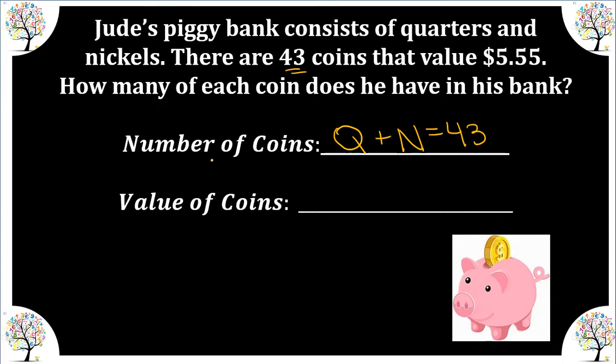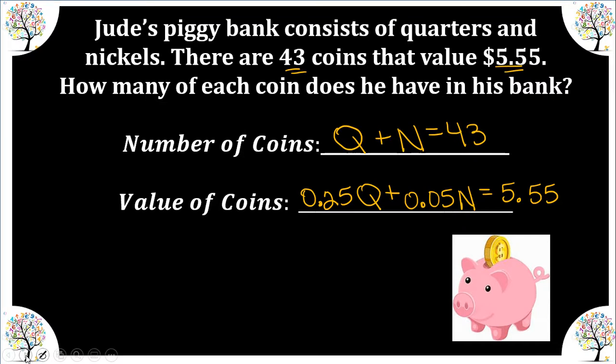Okay, now we need to represent the value of the coins because I have a total value. So the value of a quarter is 0.25. So I have 25 cents per quarter, plus Jude has a value of 5 cents per nickel, and altogether he has a value of $5.55. So I have the number of coins and the value of the coins, and those are the two equations that are going to work together as a system to let me know how many of each coin he has.